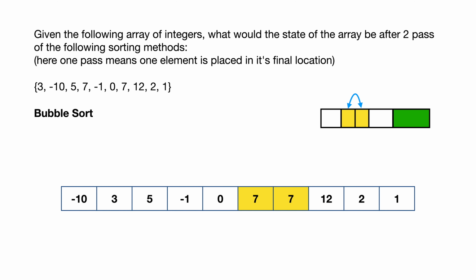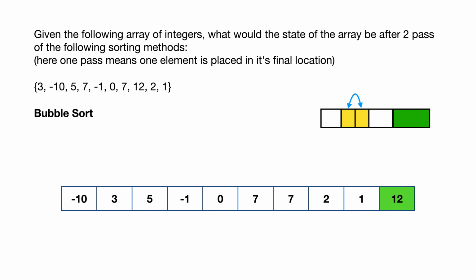Here we get to 7 and 7. So 7 is the same value as 7, so we can swap them. We don't have to, right? They're the same value, so it doesn't matter. We compare 7 and 12. They're already in the right order. 12 and 2 need to be swapped, and 12 and 1 need to be swapped. And now 12 is in its final position, right?